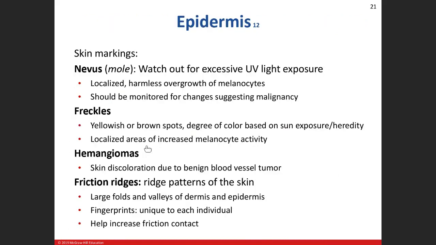The last part of the variations for the epidermis is going to be the skin markings. And again, these are all familiar. We talked about the nevus, the mole here. This is the one that you have to keep an eye on. Normally it's benign, no problems. But if they have excessive and repetitive exposure to ultraviolet radiation, they have the potential to go malignant, or cancerous. And that's bad news.